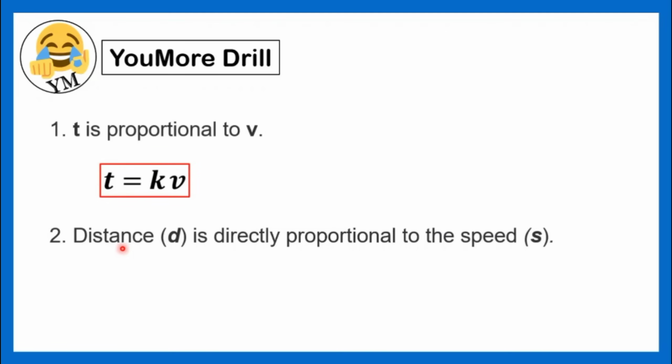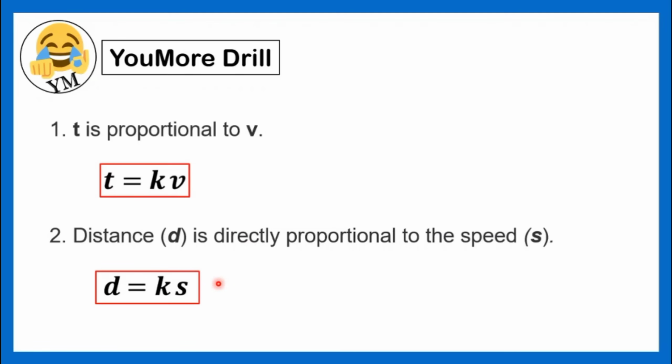For number 2 naman, distance D is directly proportional to the speed S. So, yung D, of course, nandito sa left, followed by equal. Then itong S, hindi lang siya alone na S dito. That is K multiplied by S. So, itong K is the constant of variation, and that is now the translation of this statement. Ganoon lang po kasimple mag-translate ng statement into an equation kapag direct variation.